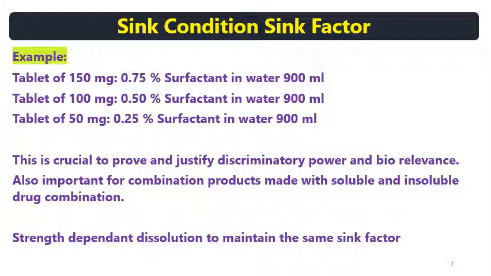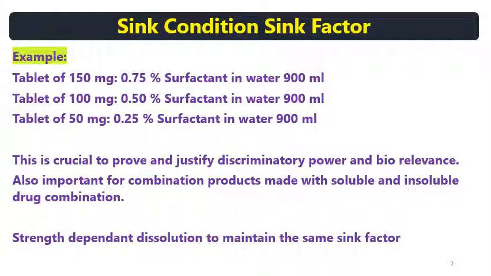The example I have included here is a tablet of 150 mg, and you have used, for example, a surfactant level of 0.75% in 900 ml media, and you got the sink condition. Now the other strengths, or lower strengths, are 100 mg and 50 mg. So directly you can decrease the surfactant concentration to maintain the same sink factor. This is crucial to prove and justify discriminatory power and biorelevance. It is also important for combination products made with a soluble and insoluble drug combination.